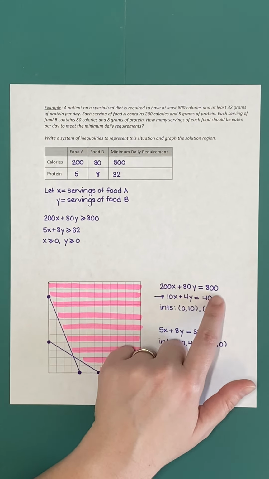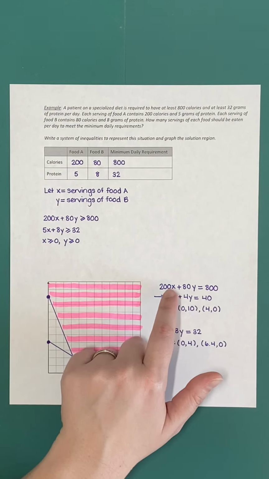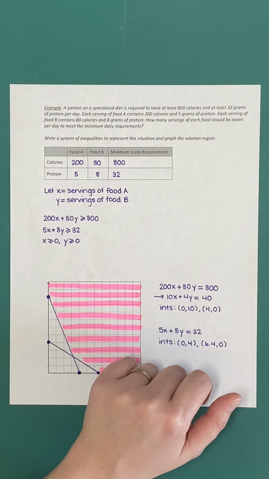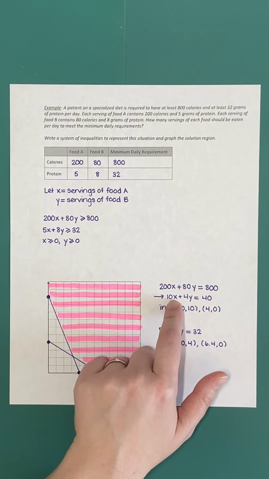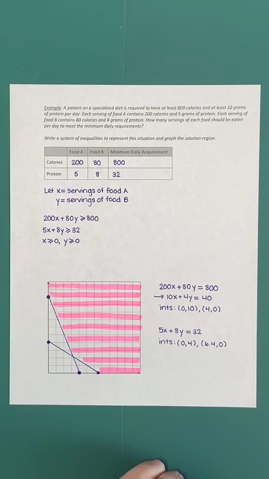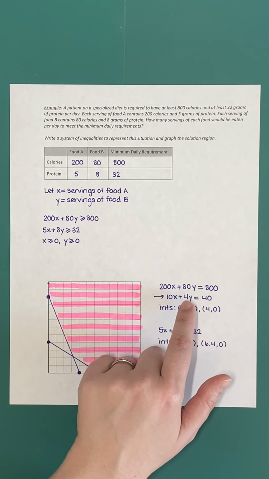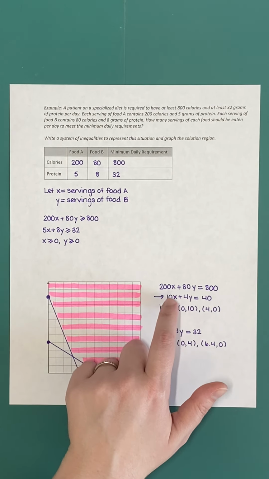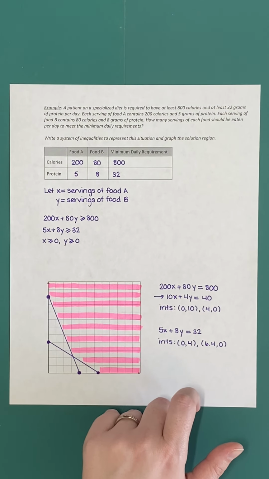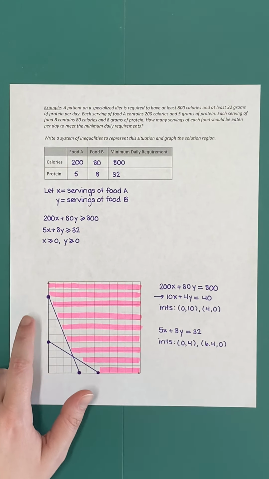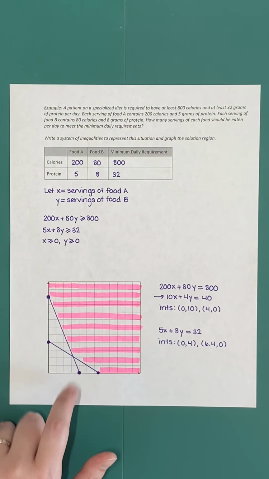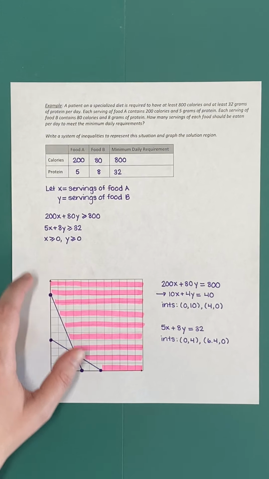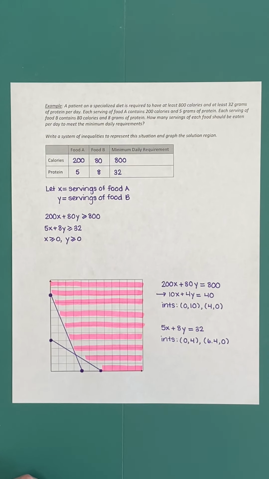So the first inequality, notice it has quite big numbers. I can actually divide out a common factor of 20 among all of the constants in that equation. So that would give me 10x plus 4y is equal to 40. I can find intercepts, a y-intercept of 10, an x-intercept of 4, based on substituting the opposite variable as 0. And so that's going to give me ordered pairs I can use to graph that particular line. So that's going to be that particular line represented as the boundary line of that first inequality.